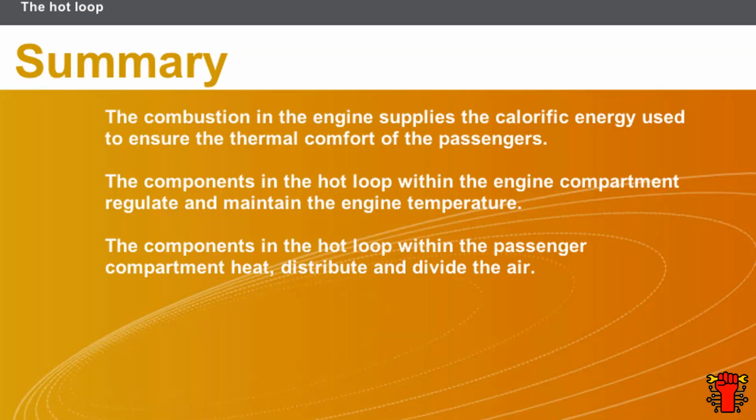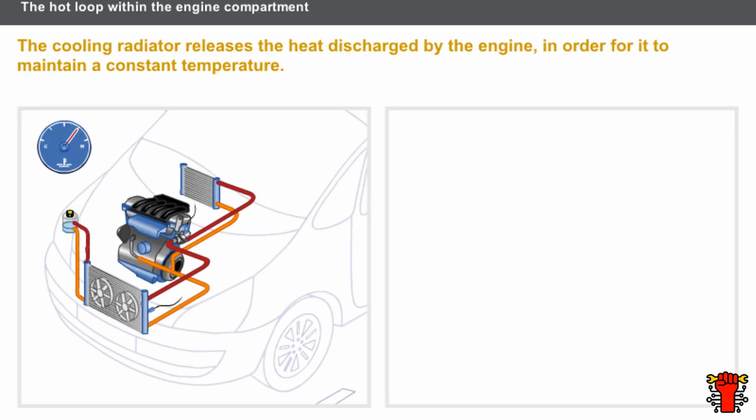In this section, we covered the following points. The combustion in the engine supplies the calorific energy used to ensure the thermal comfort of the passengers. The components in the hot loop within the engine compartment regulate and maintain the engine temperature. The components in the hot loop within the passenger compartment heat, distribute and divide the air. We shall now look in detail at the operation of the components in the hot loop within the engine compartment.